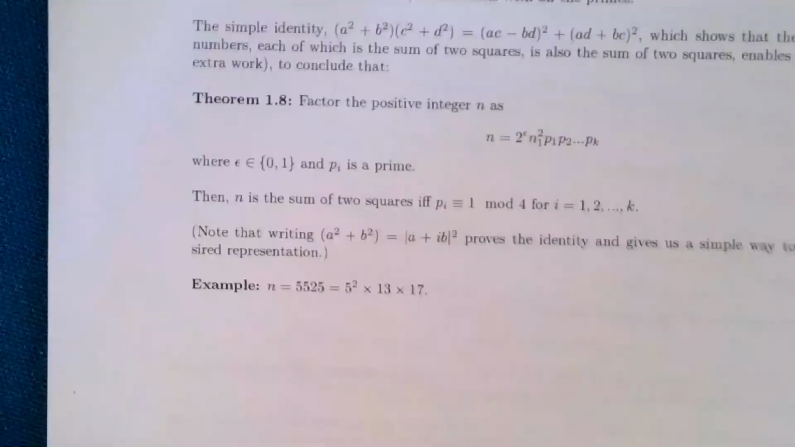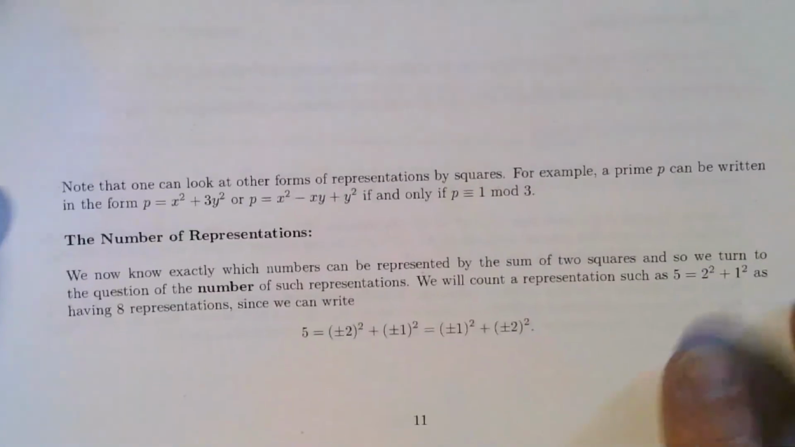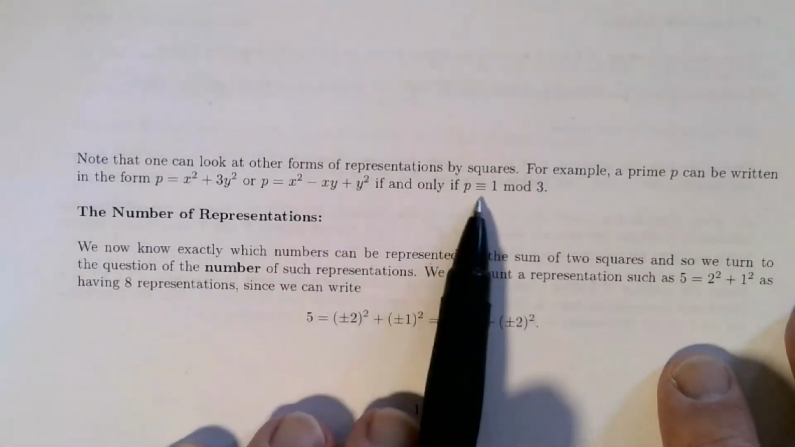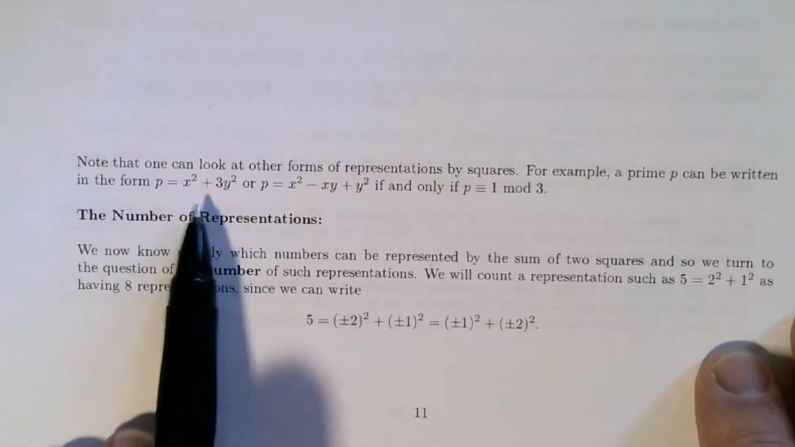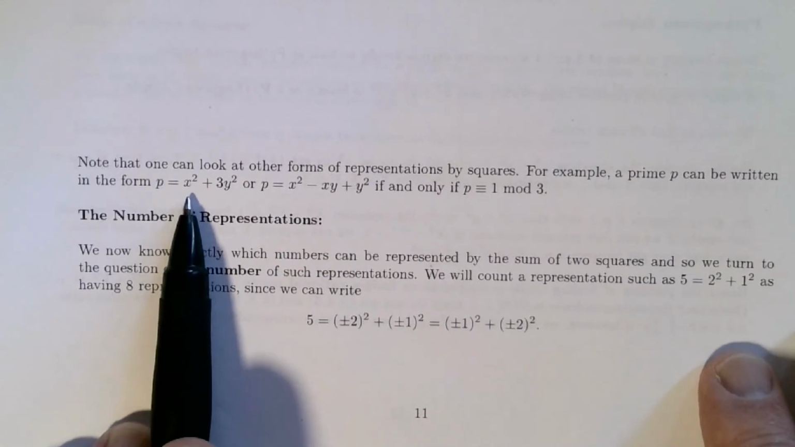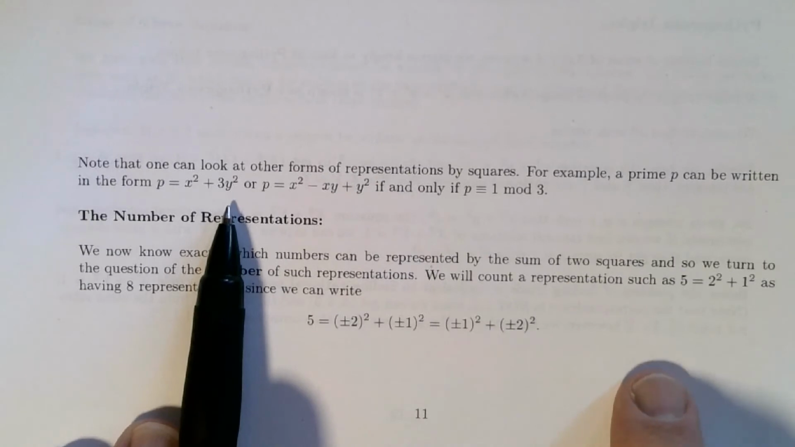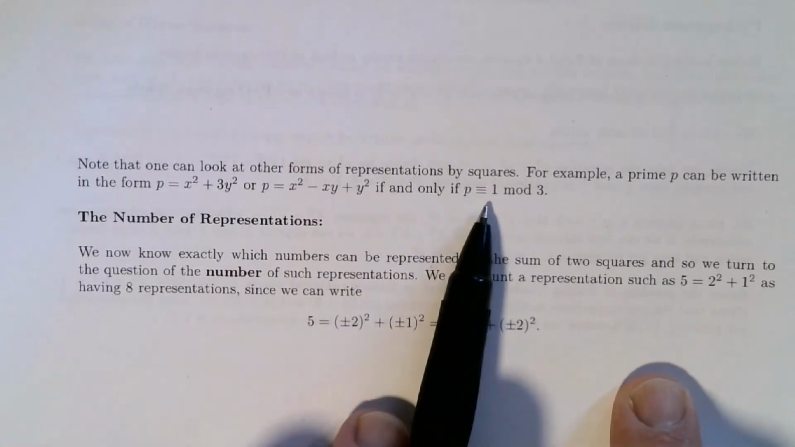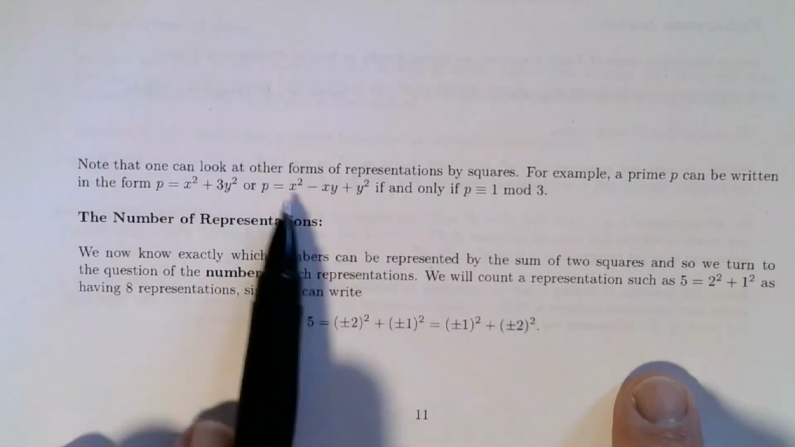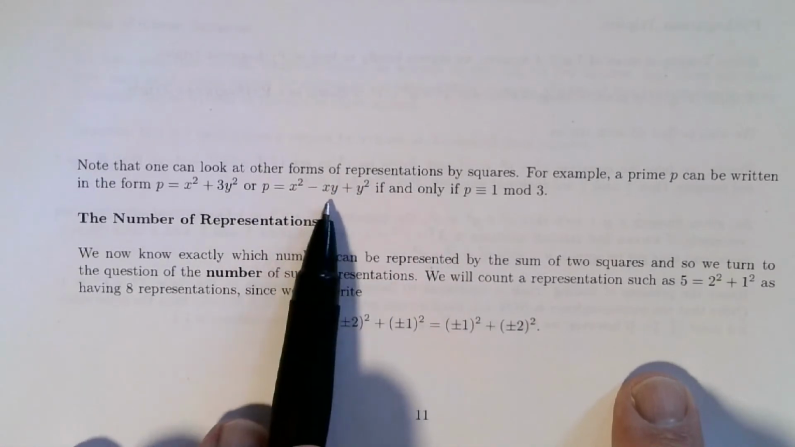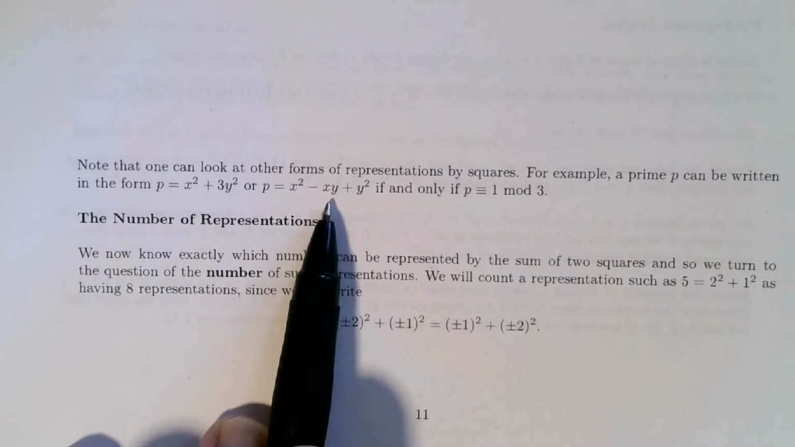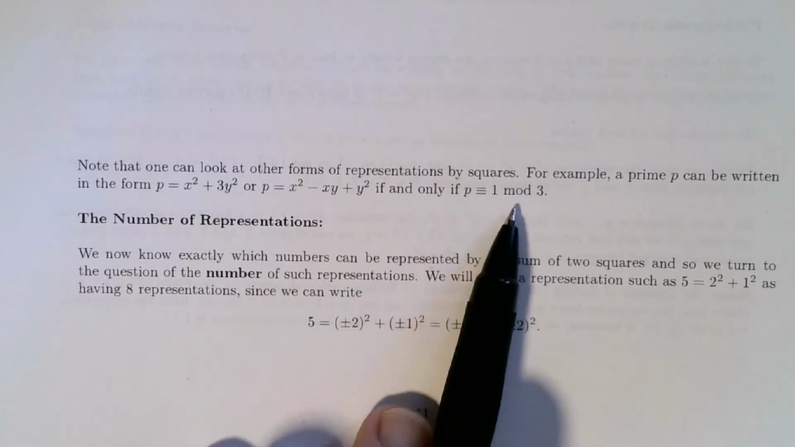Well, one can look at other representations of numbers, which I'm not going to deal with here, but you can look at other forms of representations by squares. For example, you can try and write a prime p as a square plus 3 times a square. And it turns out that you can do that if and only if p is a 1 mod 3 prime. Or you can try and write it as the sum of two squares minus the product of those two numbers. And again, that turns out only to be able to be done if p is a 1 mod 3 prime.